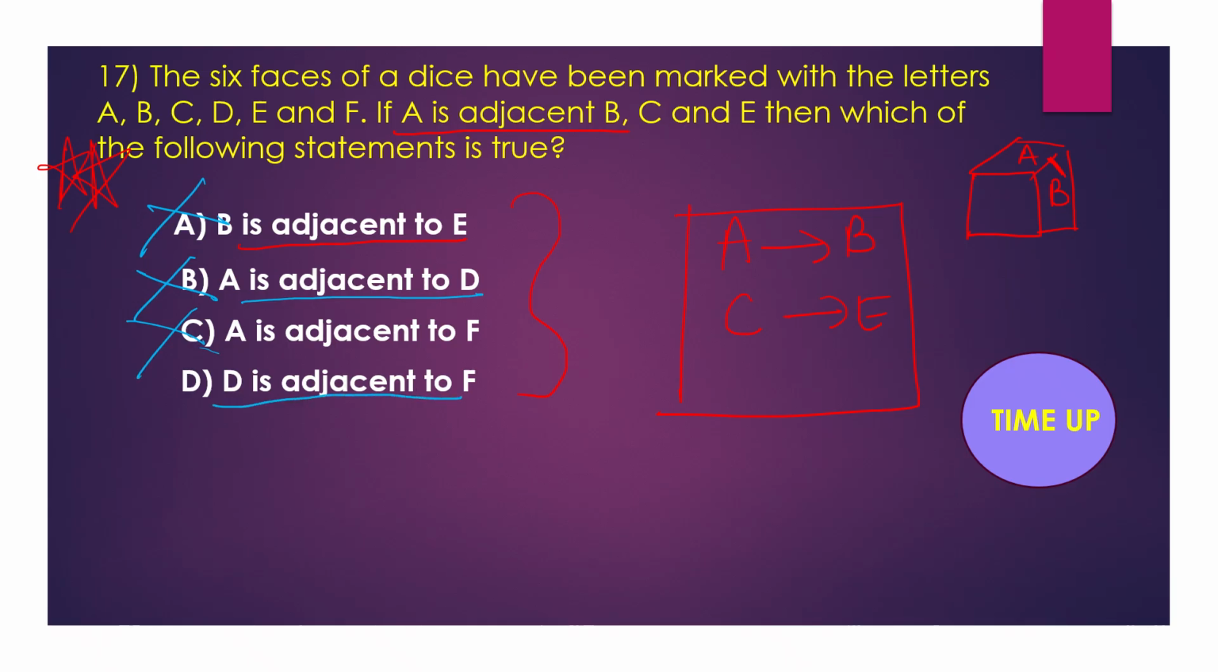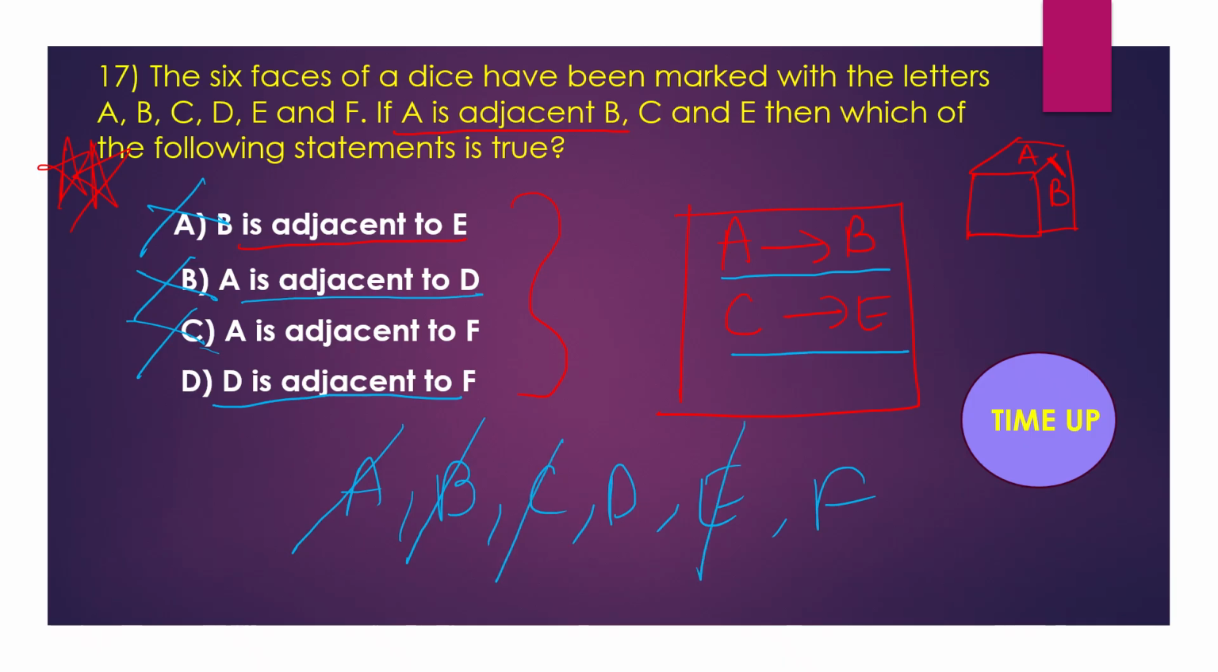Because see, A is adjacent to B, they have said already in the question. C is adjacent to E, they have said. So six letters are there: A, B, C, D, E, and F. So already A is adjacent to B. C is adjacent to E. So what is left? D is adjacent to F is left. So here also they are saying the same thing. D is adjacent to F. So D is the correct option.